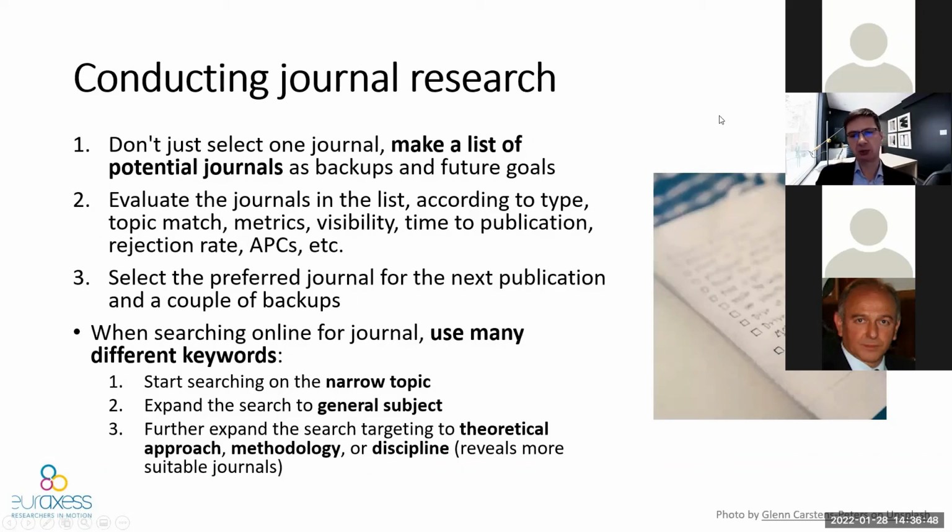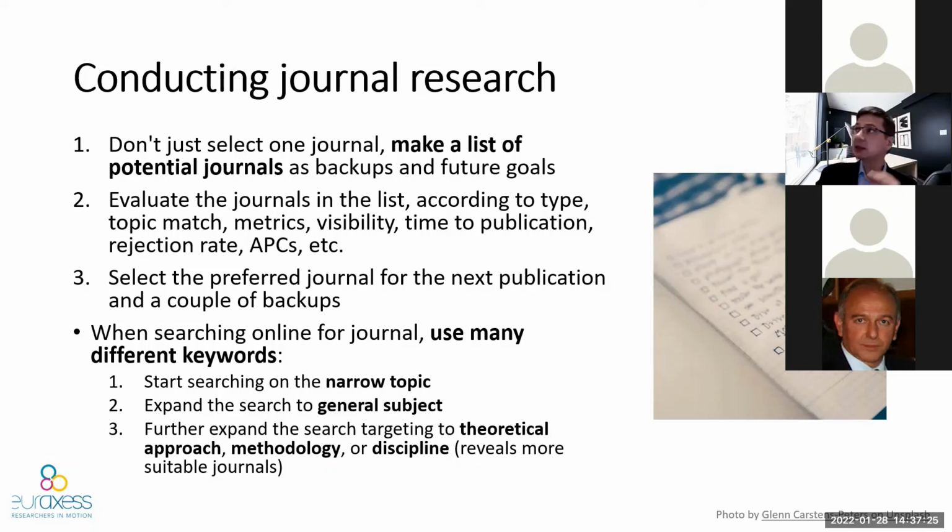So, how to conduct the research on the journal for publishing. First, don't select only one journal. Make a list of journals, because if you get rejected, you would have to do your search again. So you make a list. If you get rejected, go to the next one, of course. And also you will have a list for some other paper in the future. After you make a list, evaluate the journals according to topic match, metrics, visibility, etc. We will see this in detail. Make the list and then select a preferred journal.